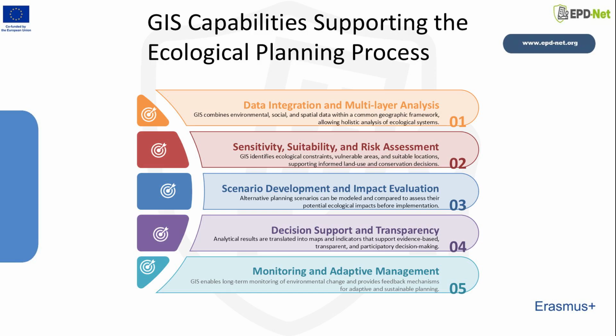GIS supports the ecological planning process not only by providing data, but also through its analytical capabilities that enable a holistic understanding of complex systems. Data integration and multi-layer analysis. In the early stages of ecological planning, the most critical requirement is the integrated evaluation of environmental, social, and spatial data produced from different sources within a common spatial framework.